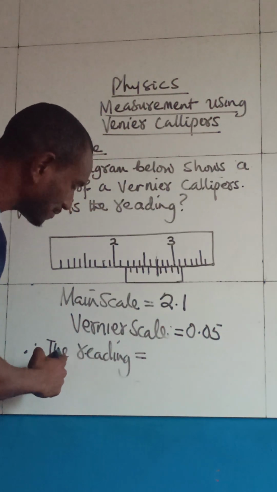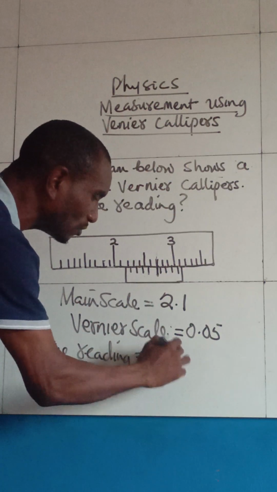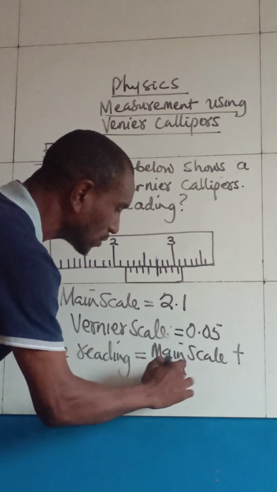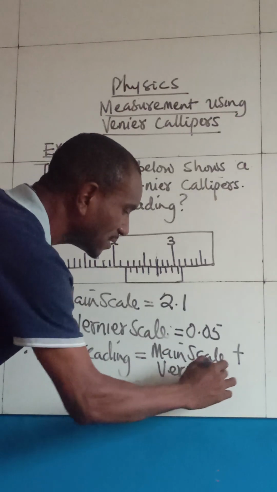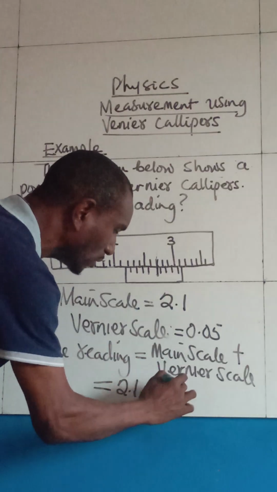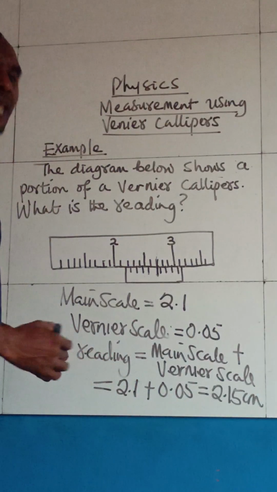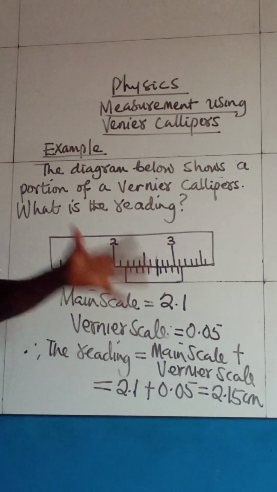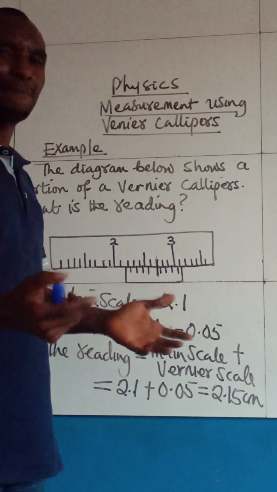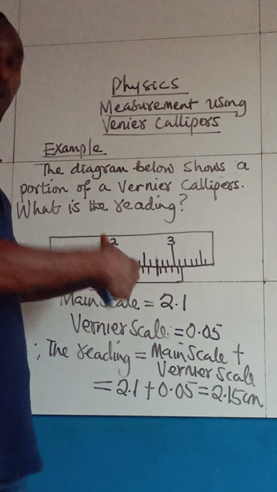So the reading from this vernier caliper is the main scale plus the vernier scale. That is 2.1 plus 0.05, which gives us 2.15 centimeters. That is how to read the vernier caliper when a problem like this is given. I saw this question in JAMB past questions. But if you don't know how to read, it's an opportunity for you to know.